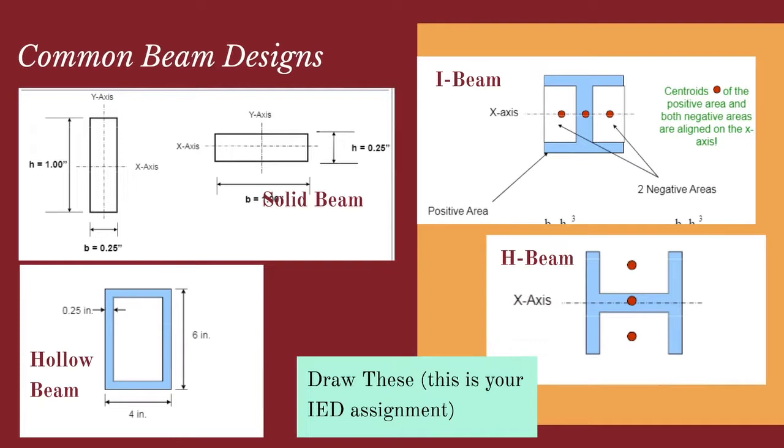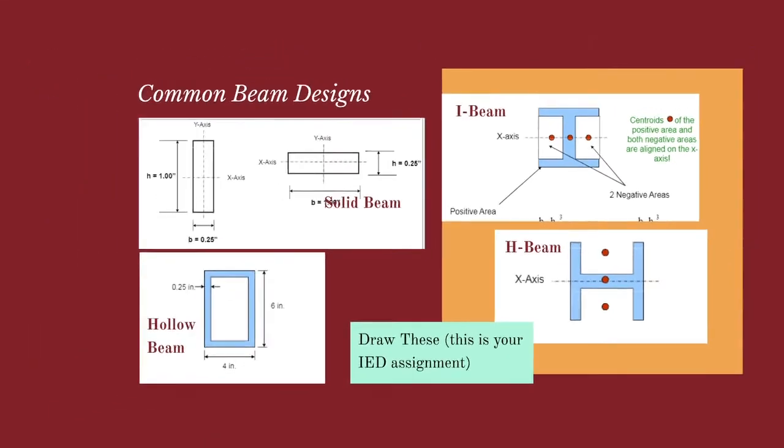Let's see some common beam designs. There's a solid beam, a hollow beam, an I-beam, and an H-beam. They have different functions and they have different shapes, obviously. This is part of your IED assignment. I want you to draw one example of each of these four types of beams: solid beam, I-beam, hollow beam, and H-beam, and you can see what they look like right here.